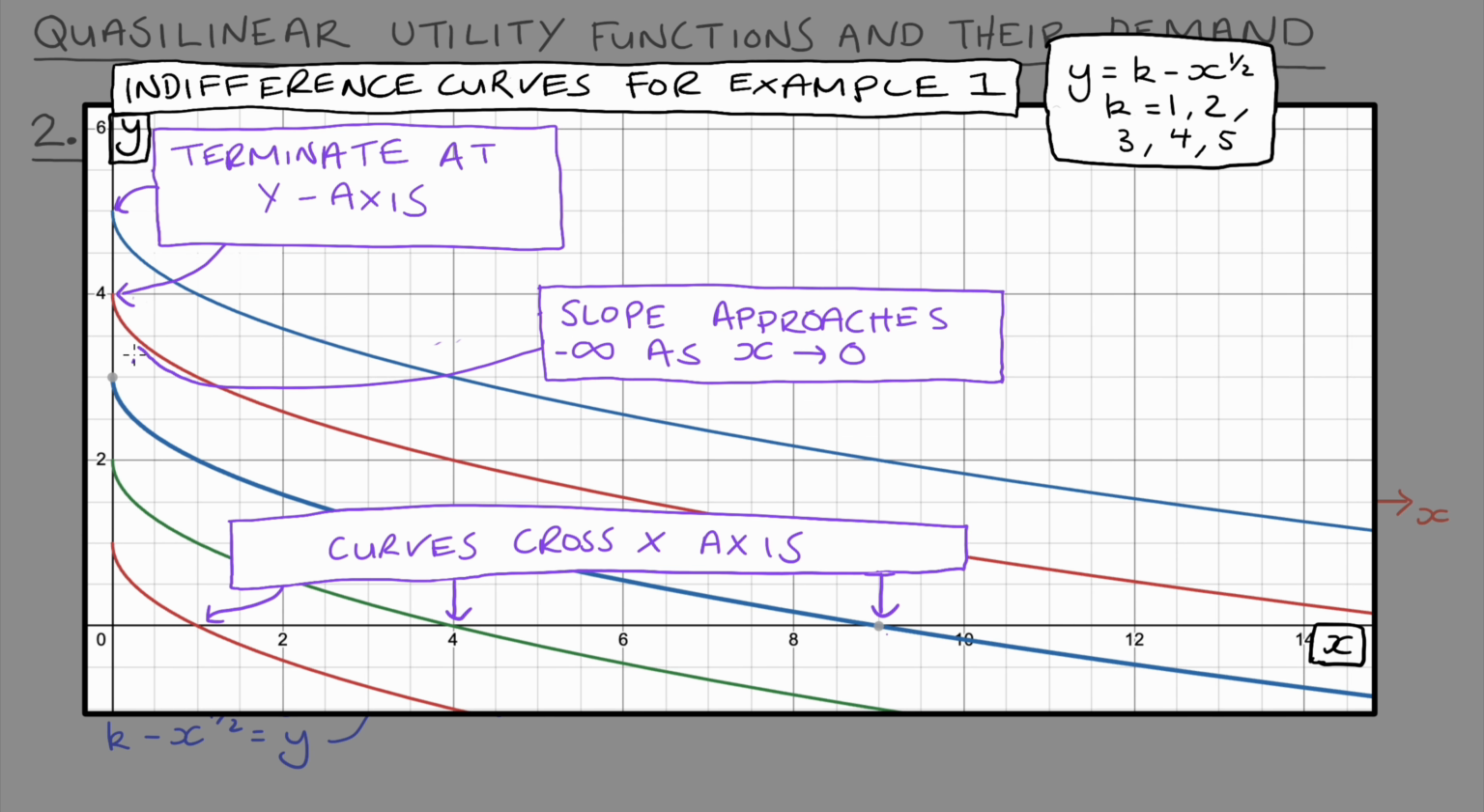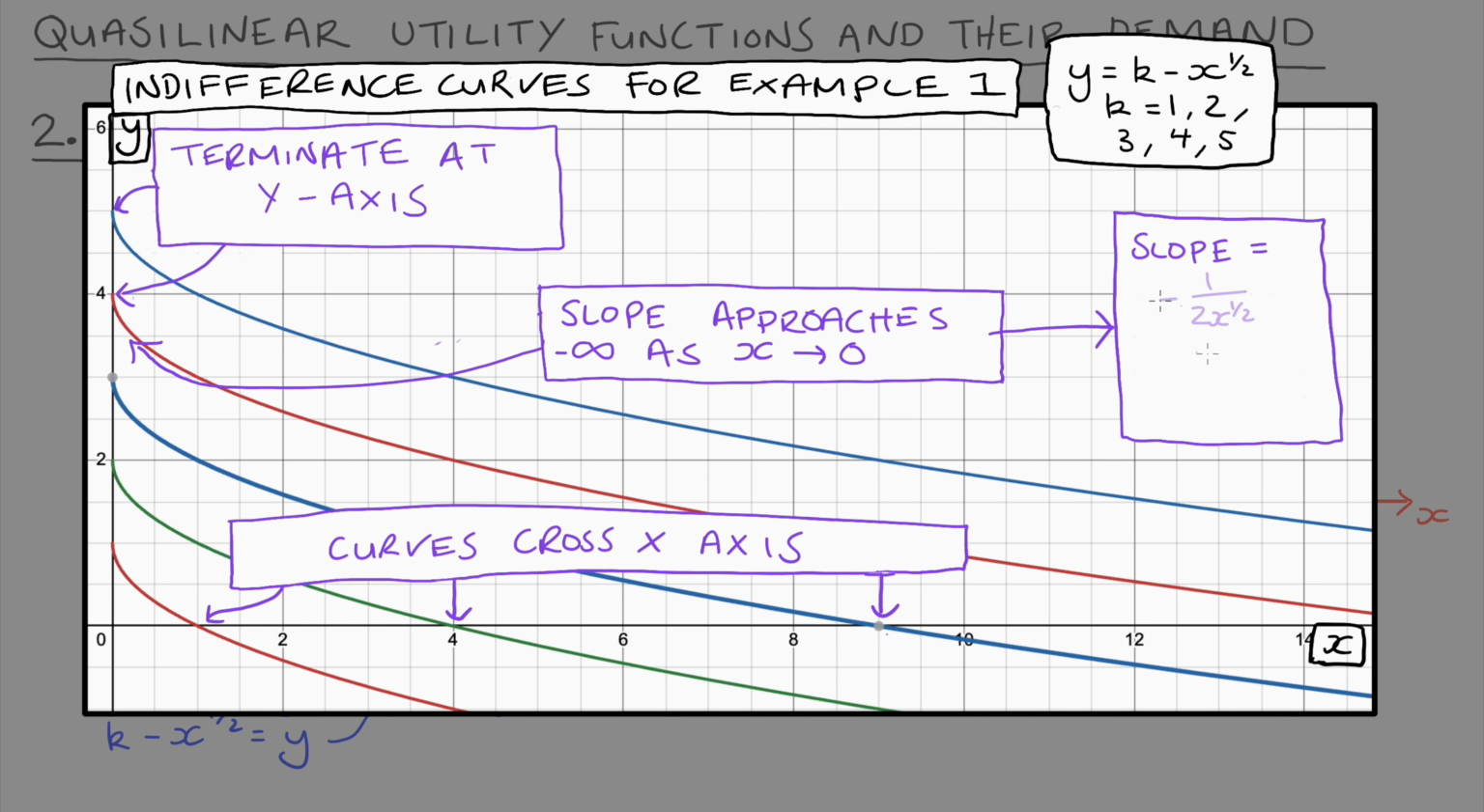Now we can see the behavior of the slope algebraically by looking at our slope function, which was negative 1 over 2 times x to the power of a half. And so you can see here for our slope, as x gets smaller and smaller and smaller, this fraction is going to get larger and larger in absolute value. That corresponds to a steeper curve. So our slope is going to approach negative infinity as x approaches 0, but we can't divide by 0, so the slope is not defined when x is equal to 0.